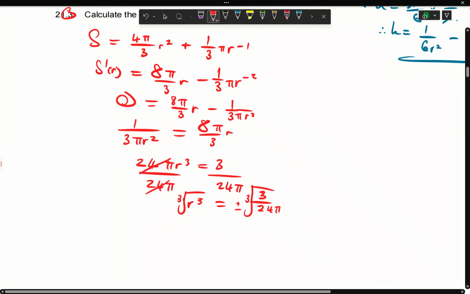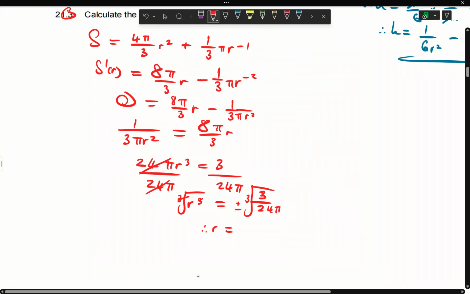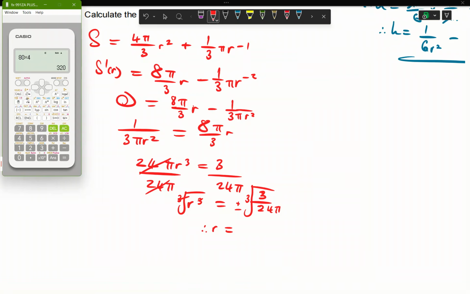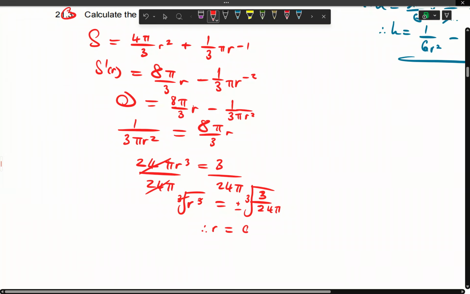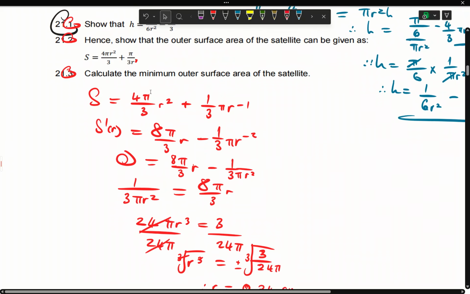So now the 3 and the cube root there cancel. So now therefore your r is what? Let's see. The cube root of 3 all over 24 pi. So this is 0.341. I'm just going to round it to two decimal places. So this is 0.34, and this is going to be in centimeters.